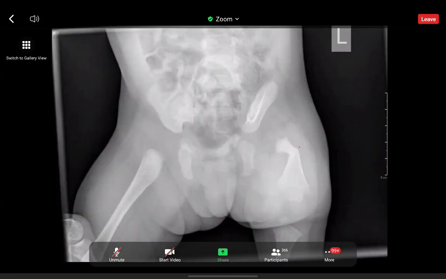Let's make this the last one because I think I've run out of time. This is a less than 1-year-old.